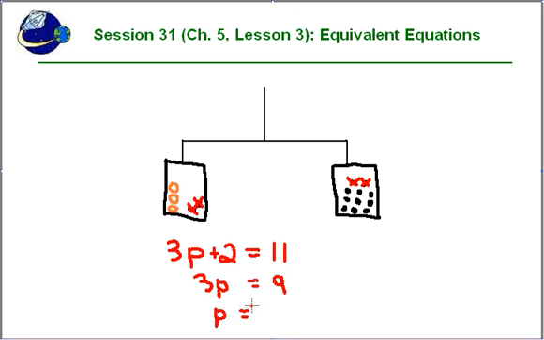And if we come over here on the right-hand side, because remember we have to do the same thing to each side. If we divide the left-hand side by 3 to keep things in balance, we also have to divide the right-hand side by 3. Well, what is 9 divided by 3? Well, 9 divided by 3 is 3. So this time around, instead of crossing out, I'm going to just go ahead and erase.